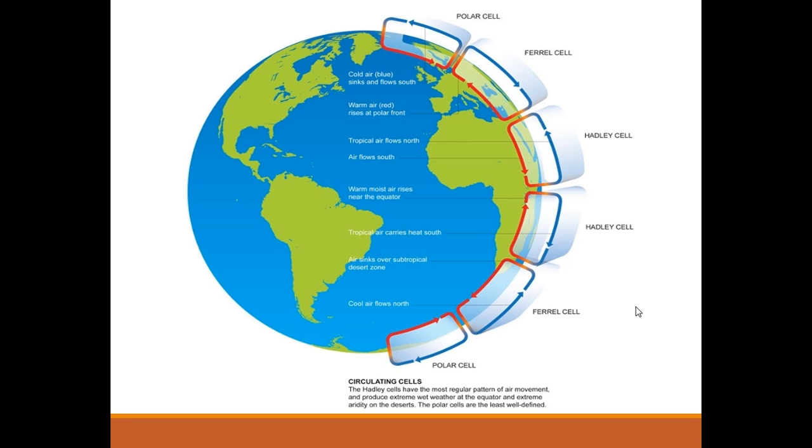The reason for the differences in the circulation patterns north and south of the equator is what we call the Coriolis effect. The Coriolis effect is the spin of the earth, the way the earth spins on its axis, that induces an apparent motion to the right in the northern hemisphere and to the left in the southern hemisphere.